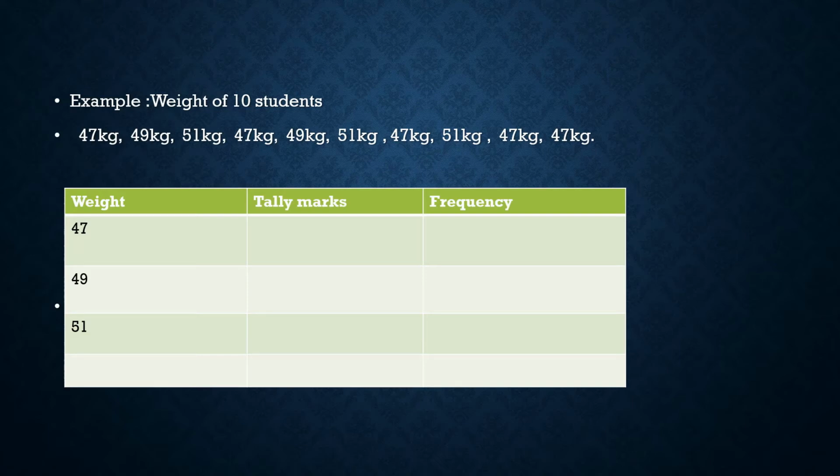First 47 kg is there, so now we will put one here. Next is 49 kg, so we will go to 49 kg and put one tally mark. Next is 51 kg, so in front of 51 kg we will put one standing line. Next is 47 kg, in front of 47 kg we will put one. Next 49 kg, again one for 49 kg. Next 51 kg, so here we will write one for 51 kg. Next 47 kg, in front of 47 kg. Then next is 51 kg. Then 47 kg, 47 kg and then again 47 kg.